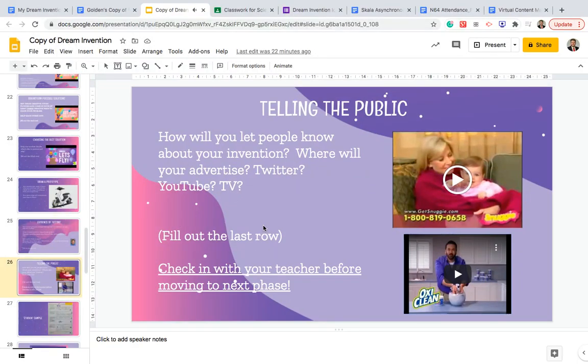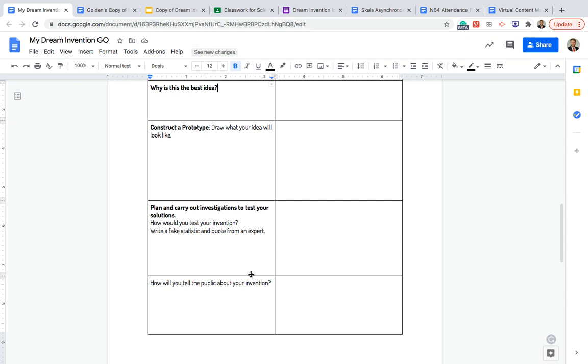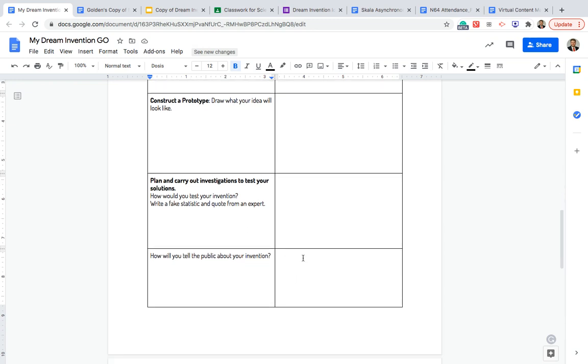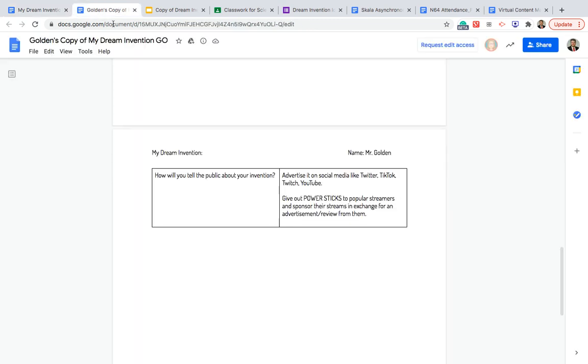Billy Mays. All right. So this is how you're going to fill out your last row of your graphic organizer with how will you tell the public about your invention? Keeping in mind, you want to be fairly specific. Where you'll advertise it, how you'll do it. It could be a radio. That way you don't have to show a video. It could be a commercial where you create a commercial at home with your wonderful dream invention. So, and then there's other ways you can do it as well.